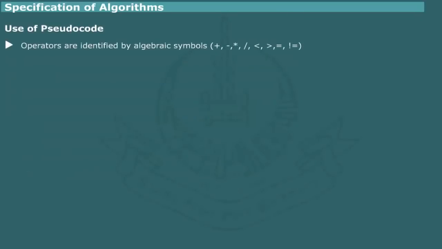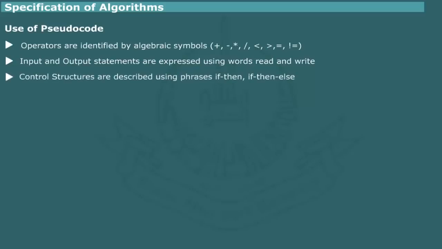Operators. Arithmetic and logical operators are identified with mathematical symbols. Input and output. The I/O operations are shown with words read and write followed by variable names or output message. Control structure. Logical steps are expressed by using the phrase if then else.